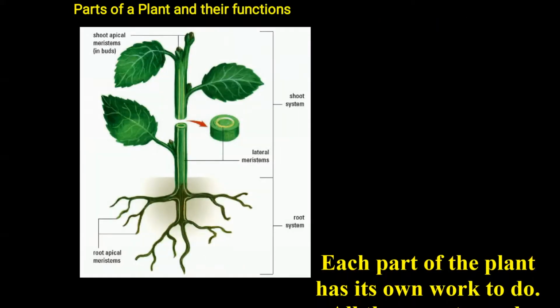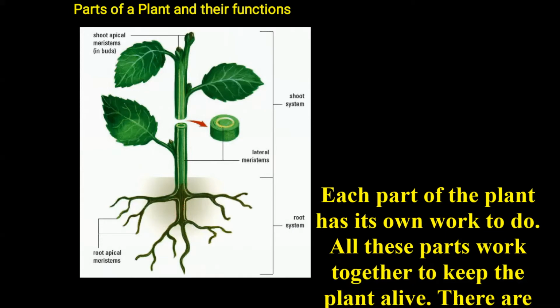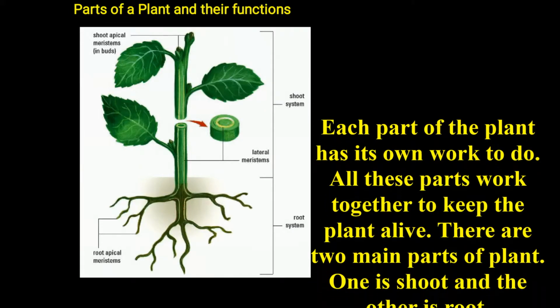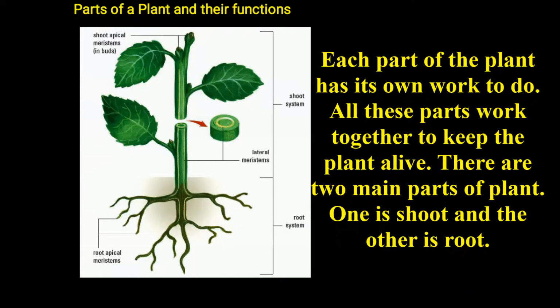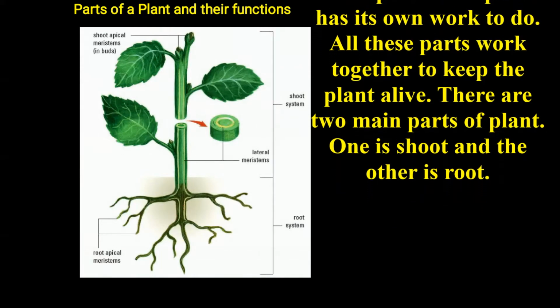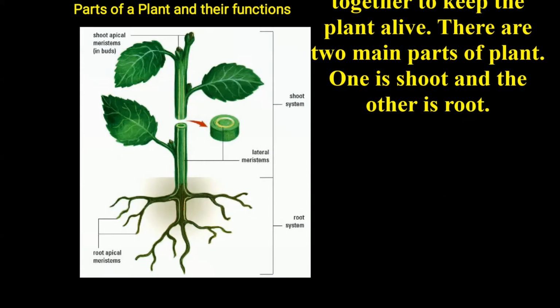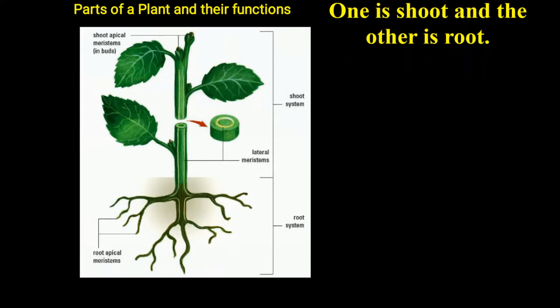Each part of a plant has its own work to do. All these parts work together to keep the plant alive. Plant can be divided into two parts. One is shoot and another one is root.